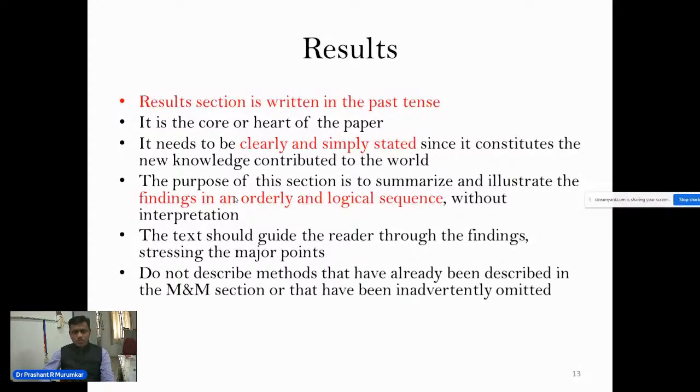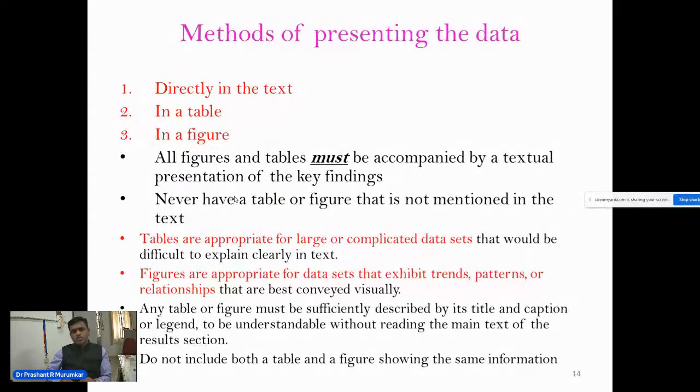And then the text should guide the reader through the findings, tracing the major points. Whatever major output is there should be highlighted here. Do not describe methods that have already been described in the materials and methods section, or that have been inadvertently omitted. You need to consider that this is a distinctly dedicated section where you are talking about the outcome of the results. Now, there are different ways to write this outcome, how to present the data, how to present your results.